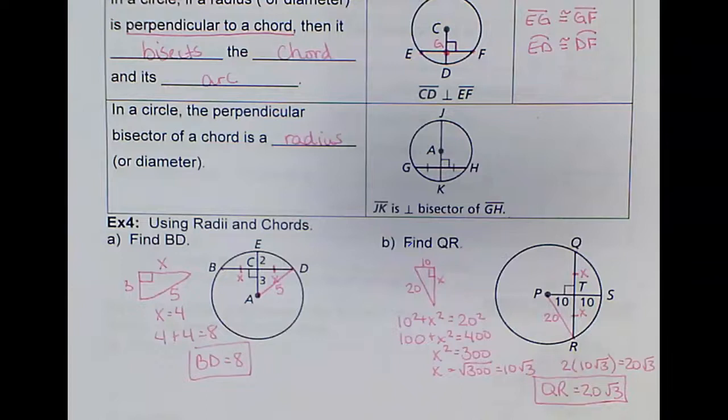So if you perform Pythagorean theorem, you'll have that x equals the square root of 300, which can be simplified to 10 square roots of 3. And when you're finding the length from Q to R, you have to add 10 square roots of 3 to 10 square roots of 3, or just multiply it by 2. And the length from Q to R is 20 square roots of 3.